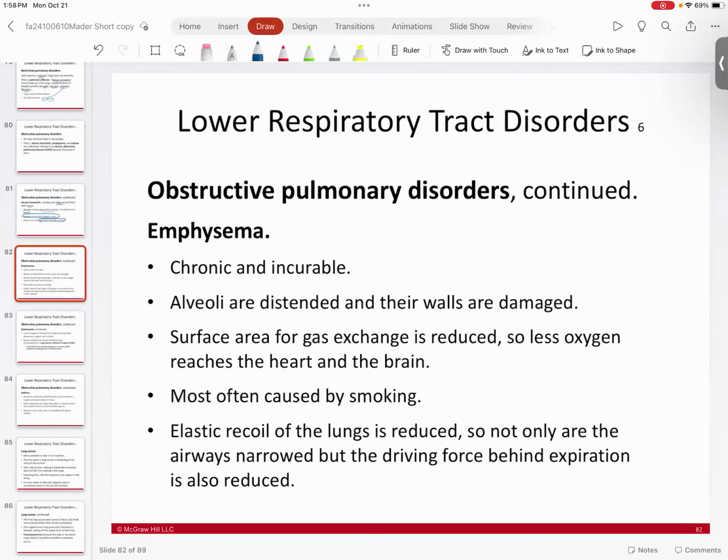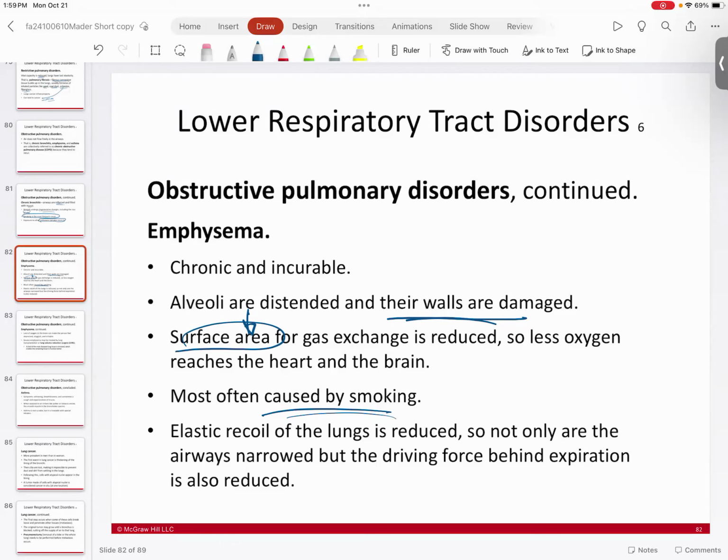So, obstructive pulmonary disorders, things like emphysema. We talked a little bit about that one, right? So this is a chronic one. This is obviously a smoking one. But basically, it's typically caused by a chronic life, if you will, of smoking. And so what's happened is you've basically damaged your alveolar walls. You have less surface area for gas exchange. So you don't have as much oxygen coming to the heart and brain. So it's like slow, incremental suffocation.